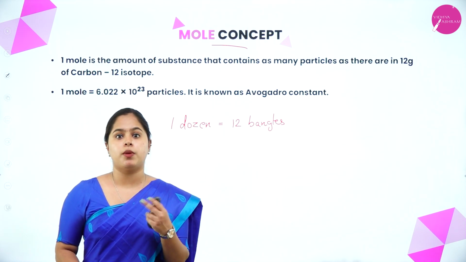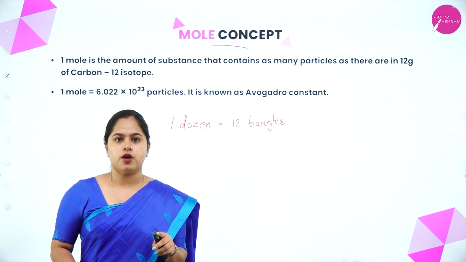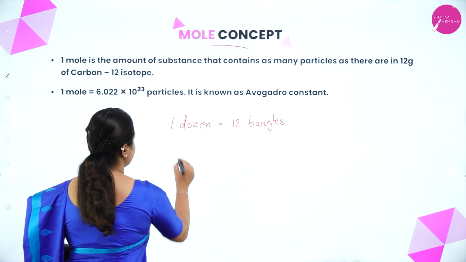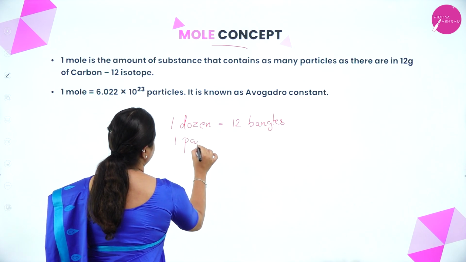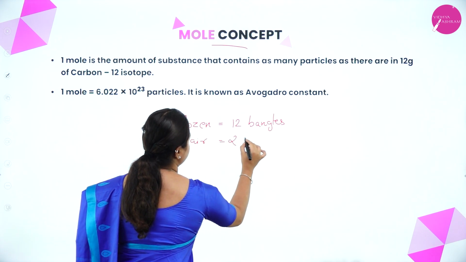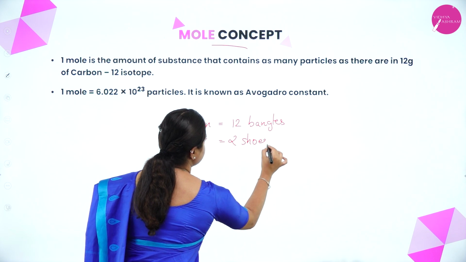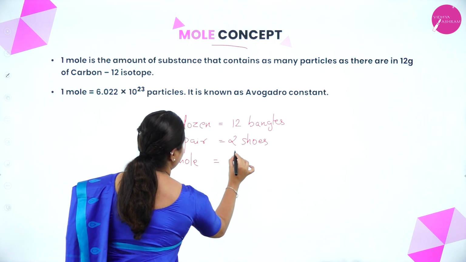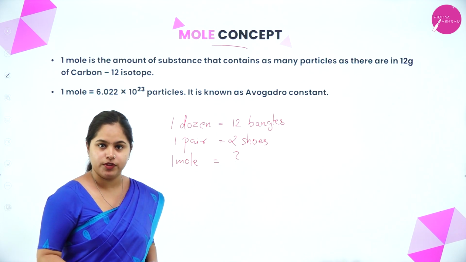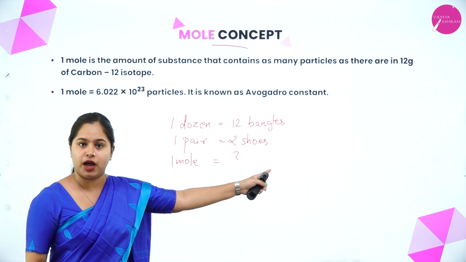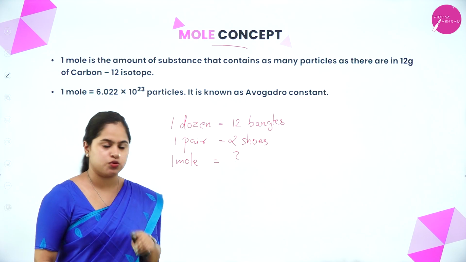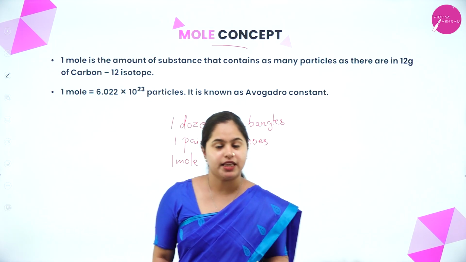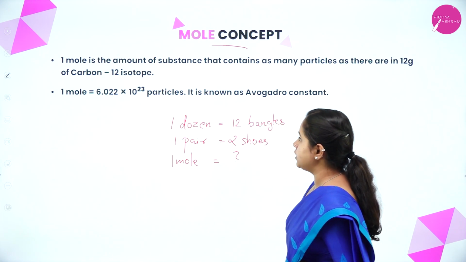In the same way, if you are buying shoes, will you go and buy just 1 shoe? No, it is 1 pair of shoes, so 1 pair will be equal to 2 shoes. Similarly, we are going to see how many particles will be there in 1 mole. See, 1 dozen gives you 12 bangles, 1 pair means 2 shoes. So we are going to see in the same way how many particles will be there in 1 mole. Let's see the definition of it.